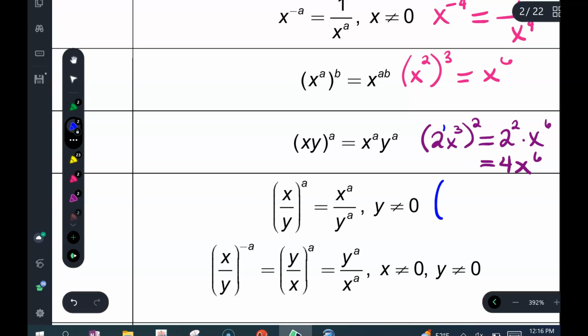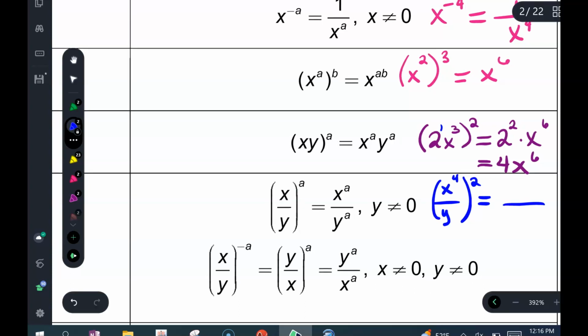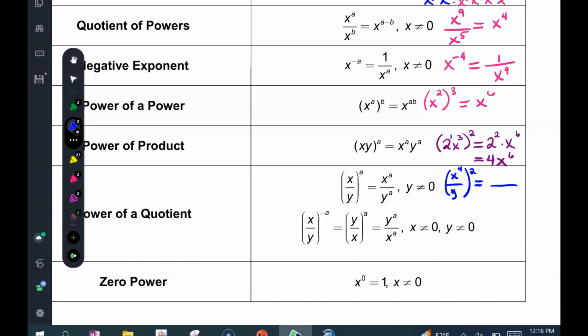So let's say if I had x to the 4th over y, and I square it, I have to take the numerator and the denominator. So what's that going to look like in the numerator? You're just going to multiply it, right? Anytime you see parentheses around it, you're going to multiply the exponents. So what does x become? X to the 8th times y squared.